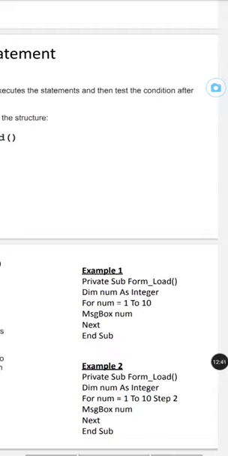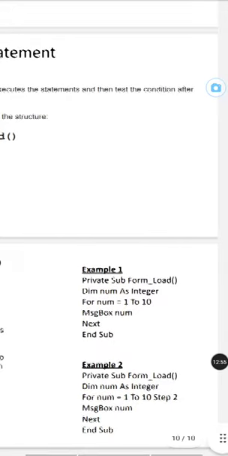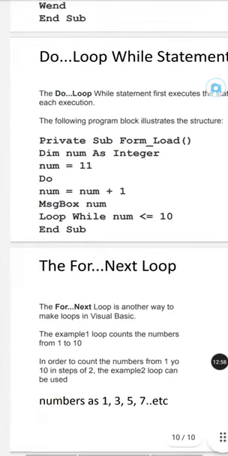Message box num. It will just keep on doing next to iterate the loop, and the num value gets incremented till it reaches 10. At last it will print the value 10 and just terminate the loop. So there is another way of using this for next loop: in order to count the numbers from 1 to 10 in steps of 2, example 2 can be used.